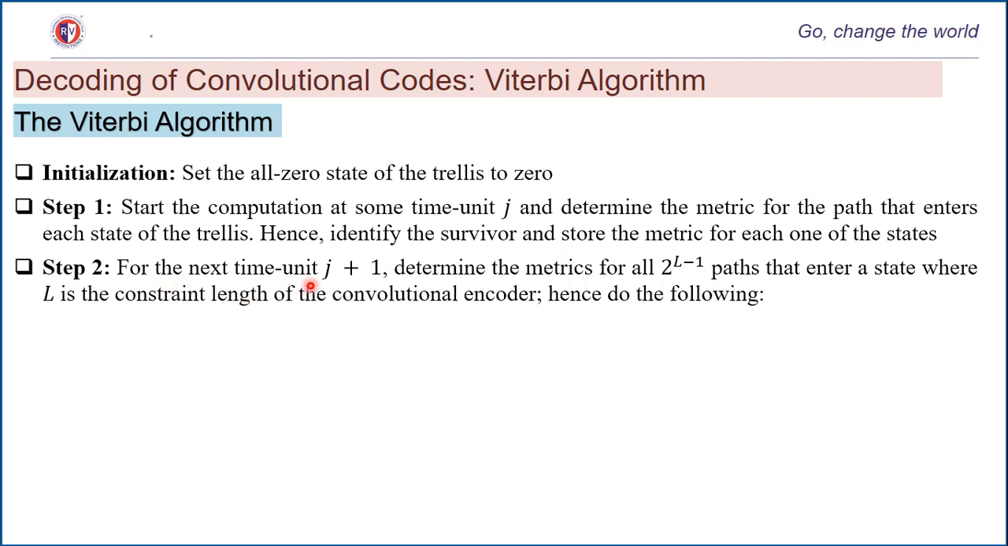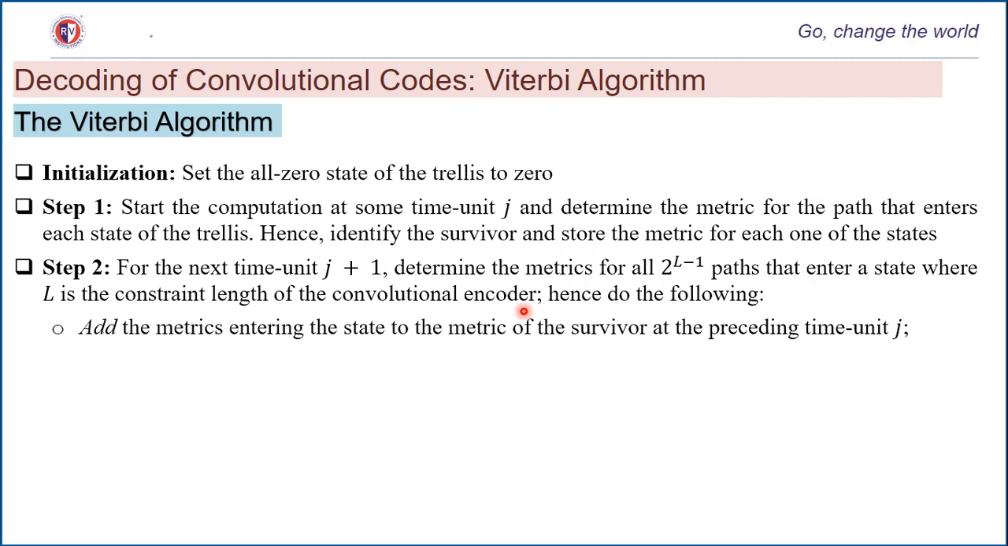Step 2 is the heart of this algorithm, where for the next time unit we should determine similar metrics for all 2 power L-1 paths, all the combinations, all the paths entering a particular state, where L is the constraint length. Hence we should do three operations. The first one is add the metrics. As you progress along the time scale, we should accumulate all the metrics entering the state to the metric of the survivor at the preceding time unit J. So we should keep on accumulating the metrics for the survivor paths entering that particular state. Once we add, we should compare with the metrics for all other paths entering the state.